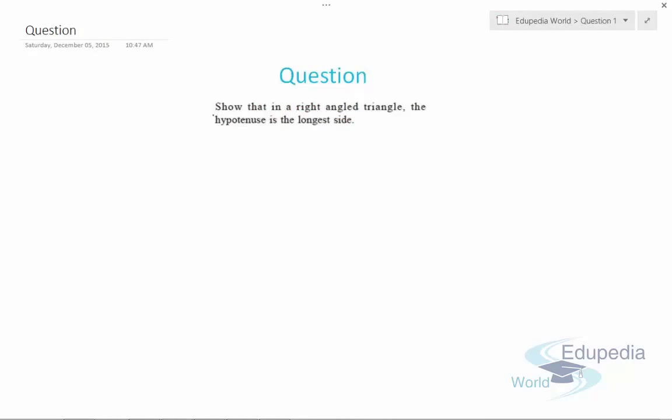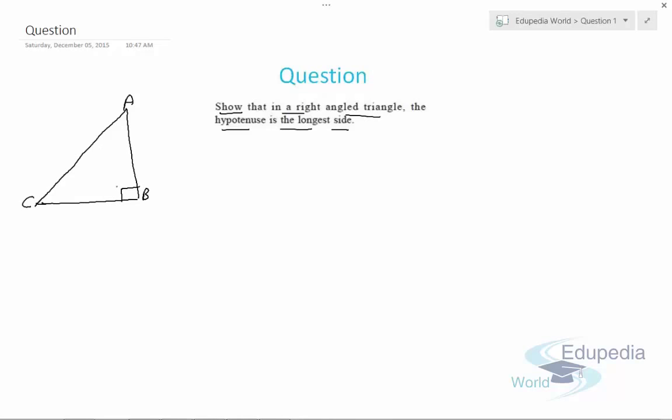Question number 1 says: show that in a right angle triangle the hypotenuse is the longest side. So we need to prove that the hypotenuse is the longest side. First of all, let's draw the triangle. Let's say we have a right angle triangle like this, with the 90-degree angle at B, and vertices A, B, and C. So this is a right angle triangle. Now let's see how we can prove that the hypotenuse is the longest side.